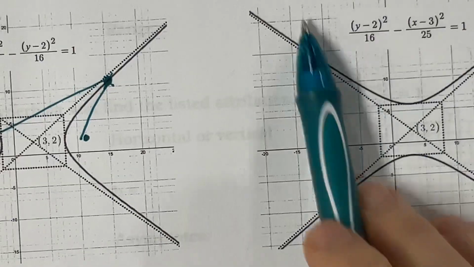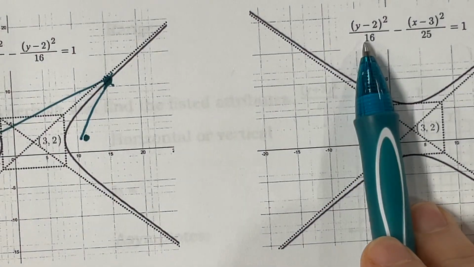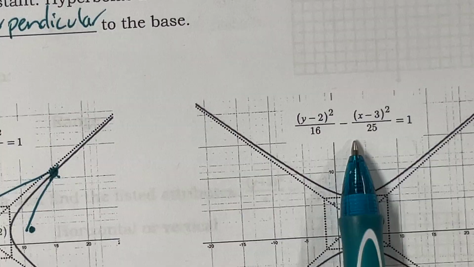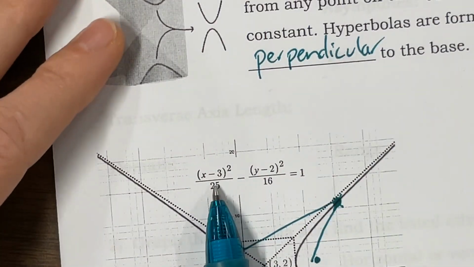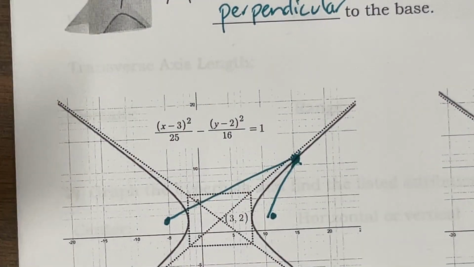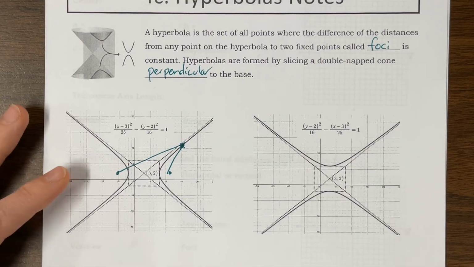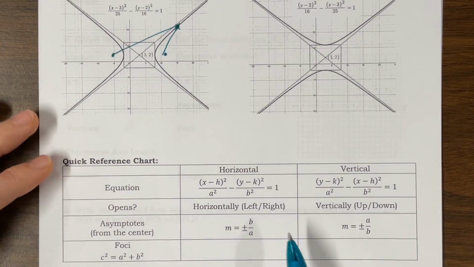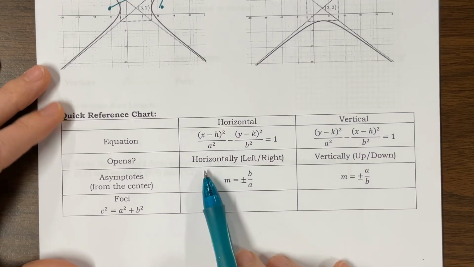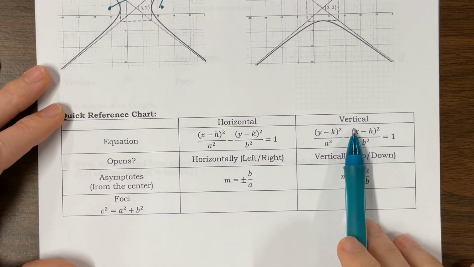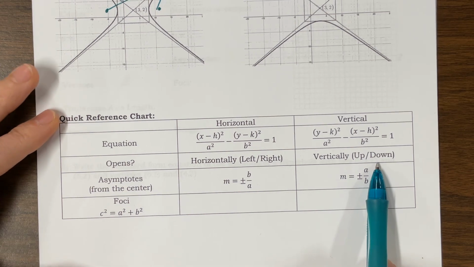It'll open up and down when y is positive and x is negative, and it'll open left and right when x is positive and y is negative. Let's zoom out a little. There we go. So the reference: when x is positive, it opens left and right. When y is positive, it opens up and down.